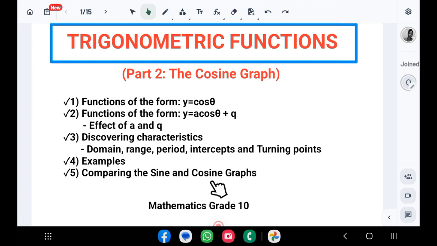Notice even the wording. Cosine is the co-function of sine. That is why the two have a very special relationship, and you will see exactly how special that relationship is and how to use graphs to analyze that relationship. We have a lot to cover, so let's start.